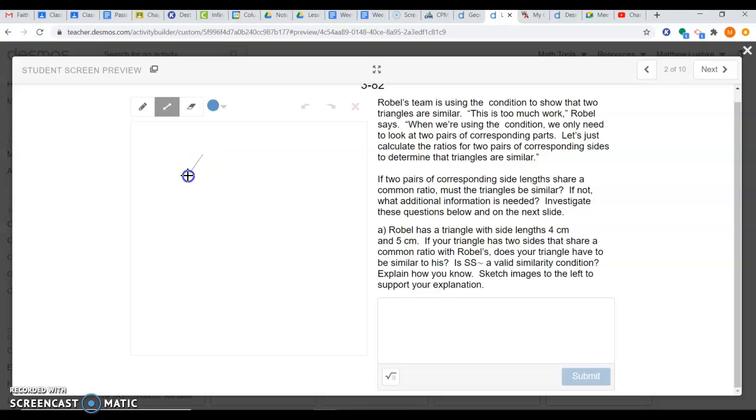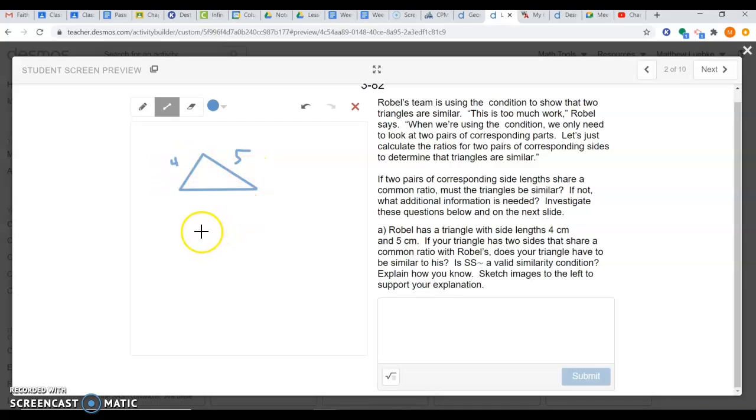So I'm going to start by drawing Robel's triangle. This is going to be 4, this is going to be 5, and then we have this side that we don't know. I'm thinking to myself, is there a way I can do another triangle that's proportional to 4, proportional to 5, that's going to have to be similar to this? Or is it possible that I can create one that's not going to be similar to this?